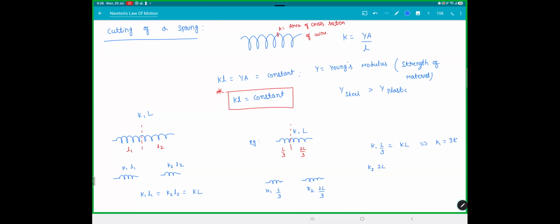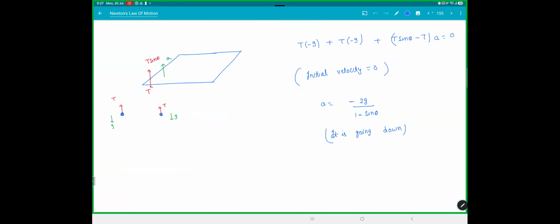So if you cut a spring, the spring constant changes. Keep this in mind. Cutting of a spring is like a reverse of a resistor. When you cut it, length decreases and K increases. The spring will oppose you more. If you have a smaller spring and a bigger spring made of the same material and same wire, the smaller spring is more difficult to stretch. All clear with this? So that's the main idea about combination of springs. Let's see a few questions on this.